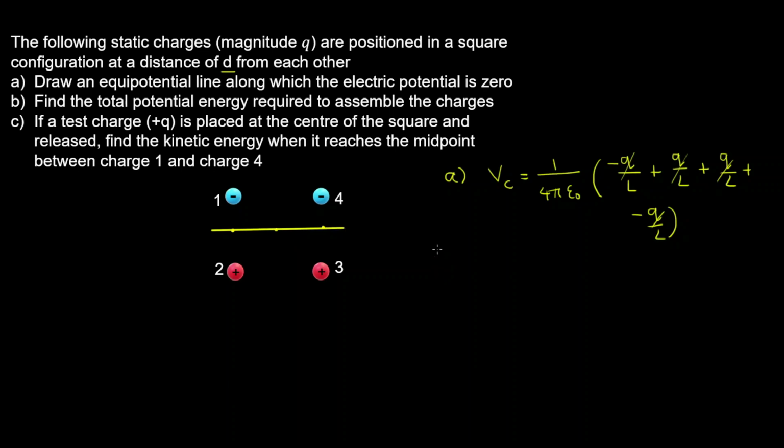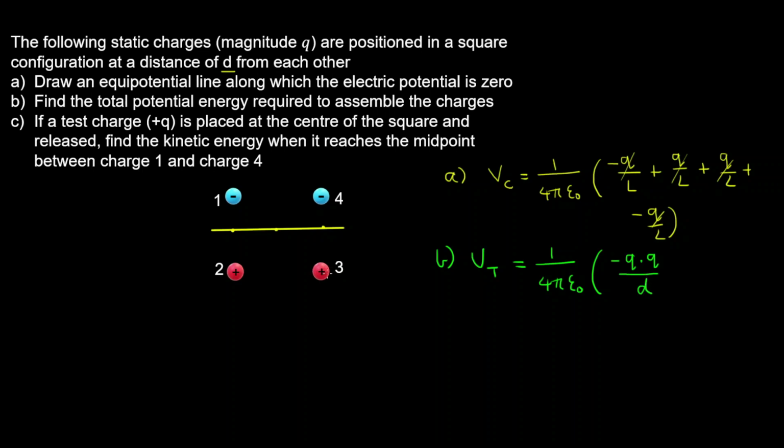Now part B asks us to find the total potential energy required to assemble these charges. The total potential energy is equal to 1 over 4 pi epsilon naught, multiplied by the product of charges over the radial distance. If we start off with charge 1 and charge 2, the electric potential energy contribution to assemble these two charges is minus q multiplied by q over the distance between them, which is d.